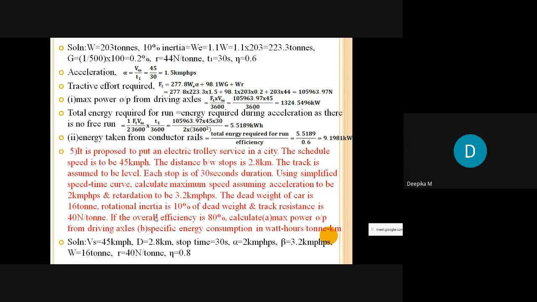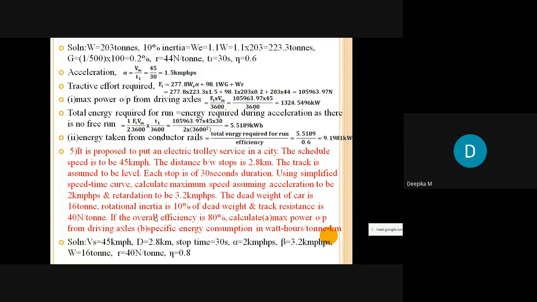It is proposed to put an electric trolley service in a city. The scheduled speed is to be 45 kilometer per hour. The distance between the stops is 2.8 kilometer, and the track is assumed to be level. Each stop is of 30-second duration. Using the simplified speed time curve, calculate the maximum speed, assuming acceleration to be 2 kilometer per hour per second and retardation to be 3.2 kilometer per hour per second.